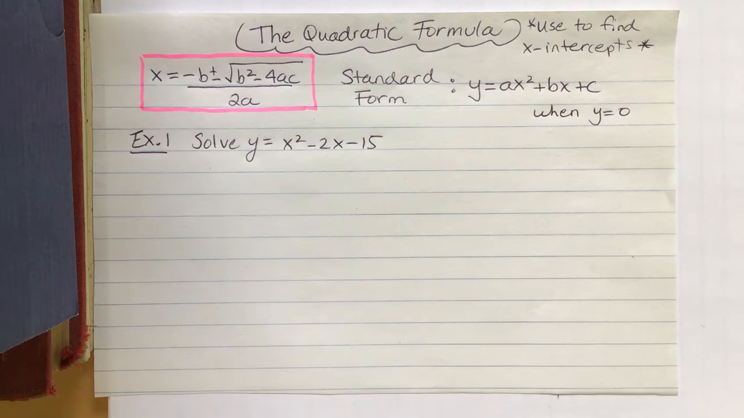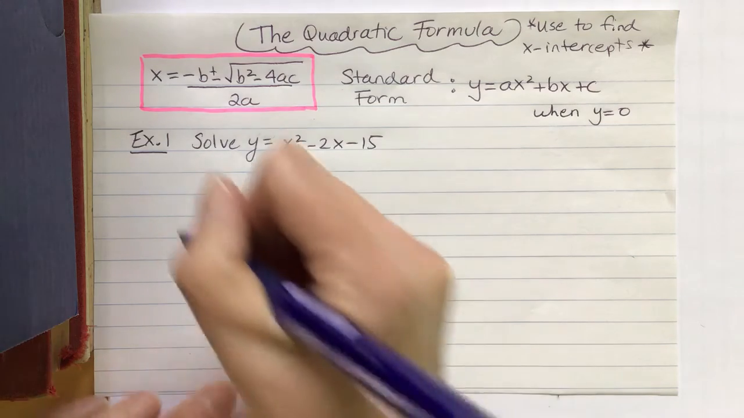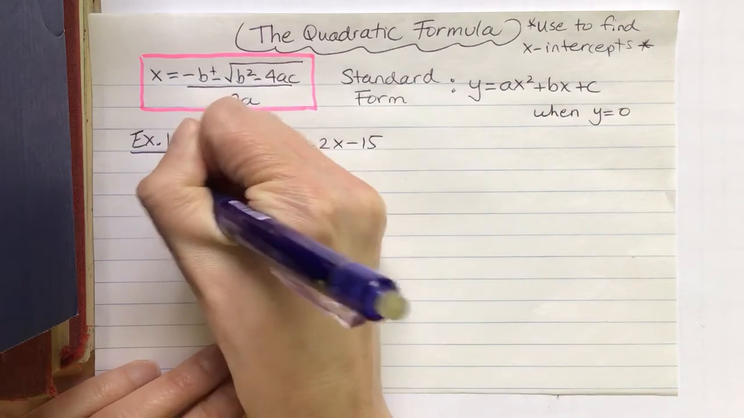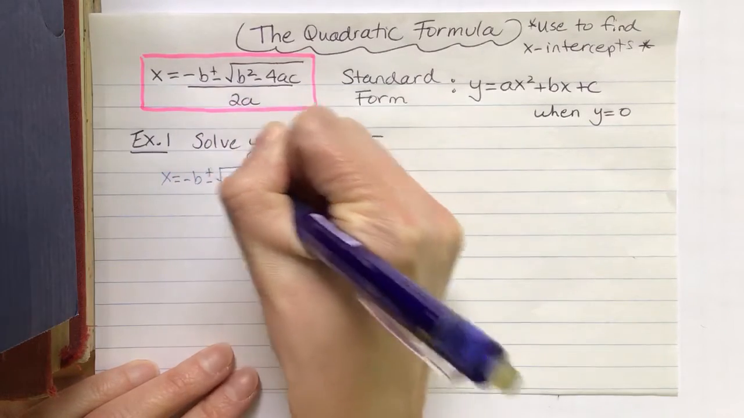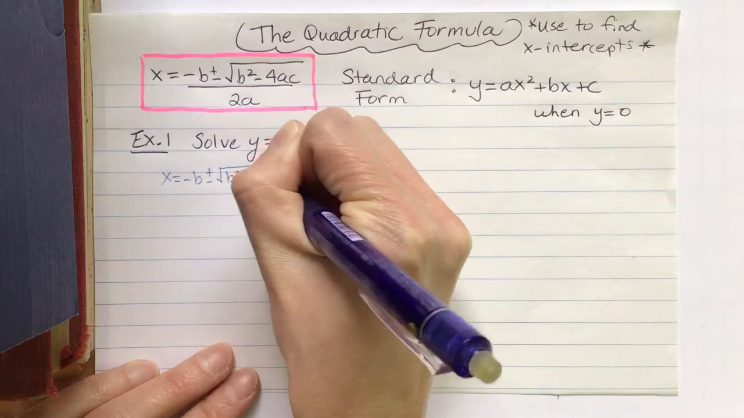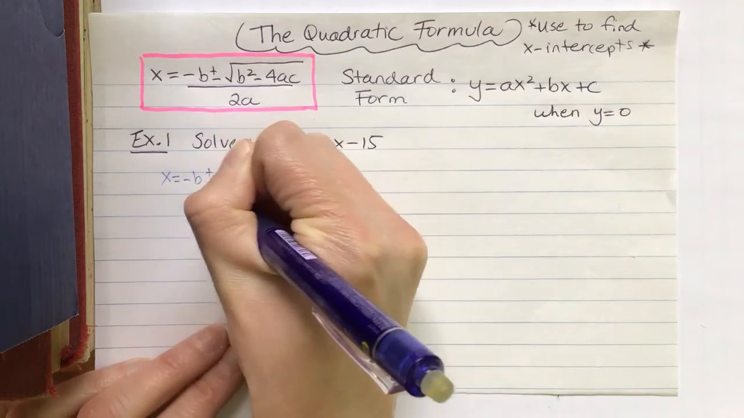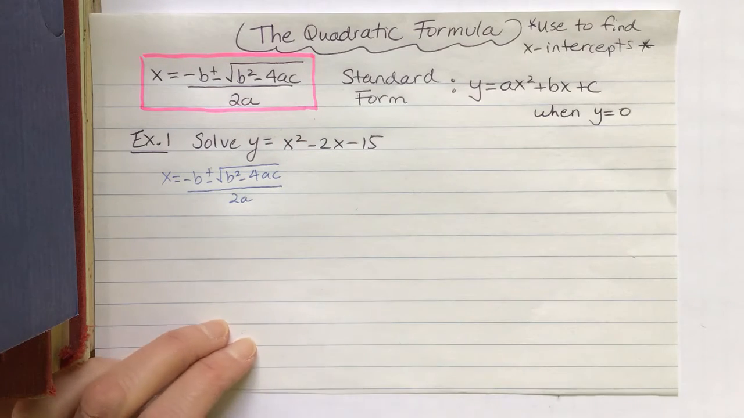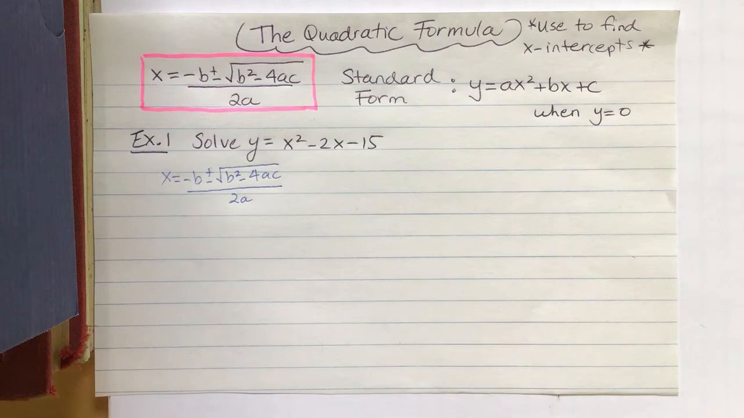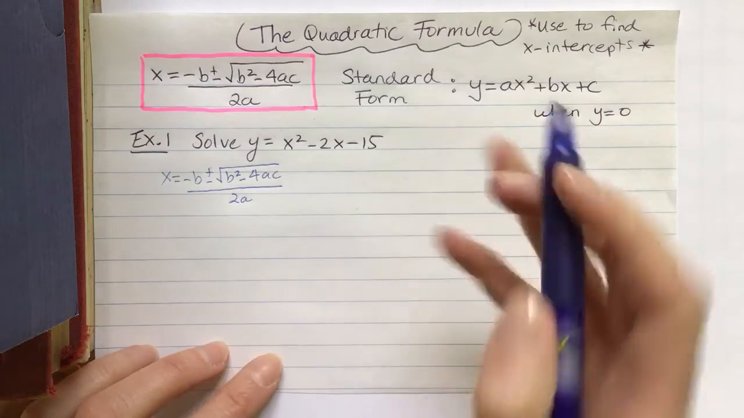So our first example is to solve y is equal to x squared minus 2x minus 15. So we're going to start off by writing down our formula. This is how we're going to memorize it, by writing it down over and over again. So x is equal to negative b plus or minus square root of b squared minus 4 times a times c, all over 2a. So next we want to actually identify a, b, and c from our equation.